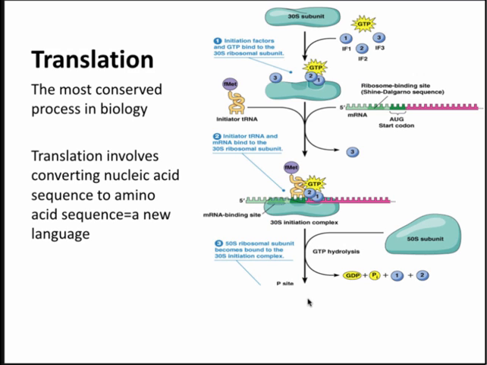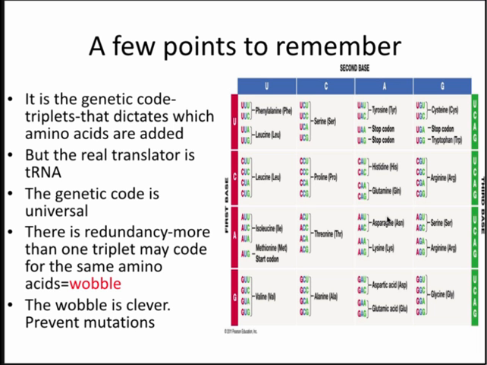Translation is the most conserved process in biology. It was probably the first function that evolved in a cell, and involves the converting of nucleic acid sequence to amino acid sequence, and it's a new language. A few points to remember about the genetic code. The genetic code is made up of triplets, and these triplets dictate which amino acid gets put in. The real translator or adapter molecule is tRNA. The genetic code is universal. This is used in all organisms.